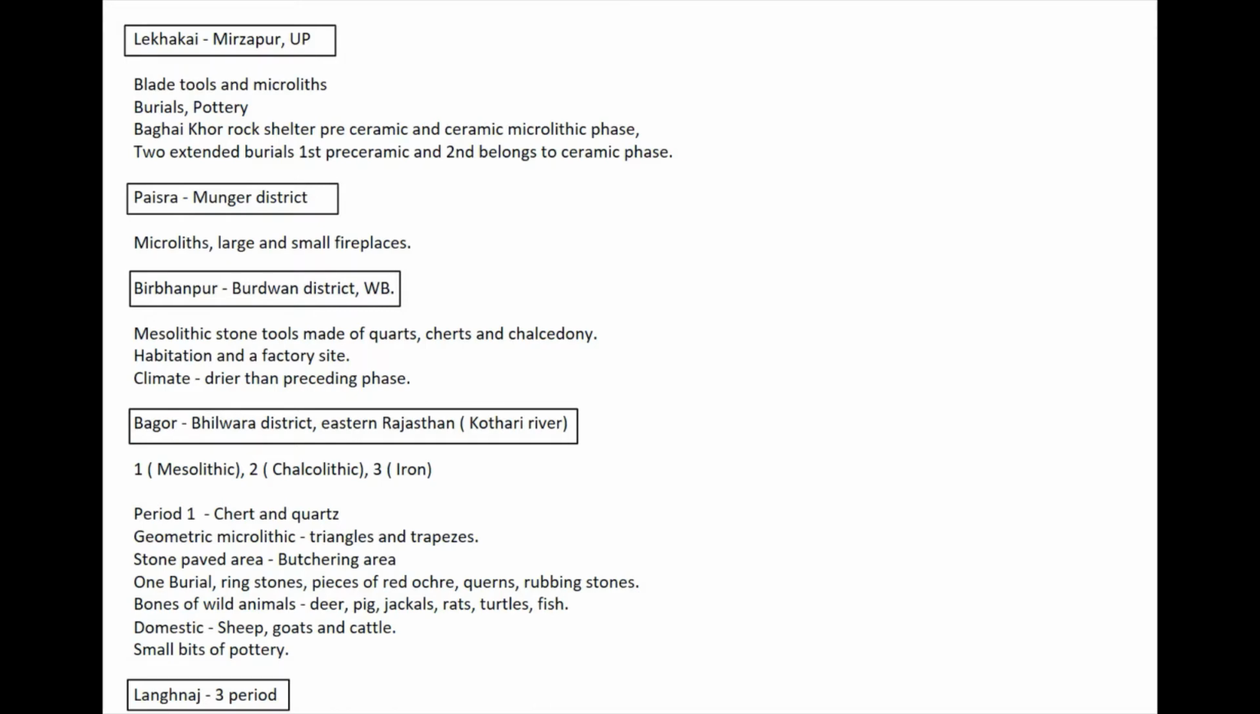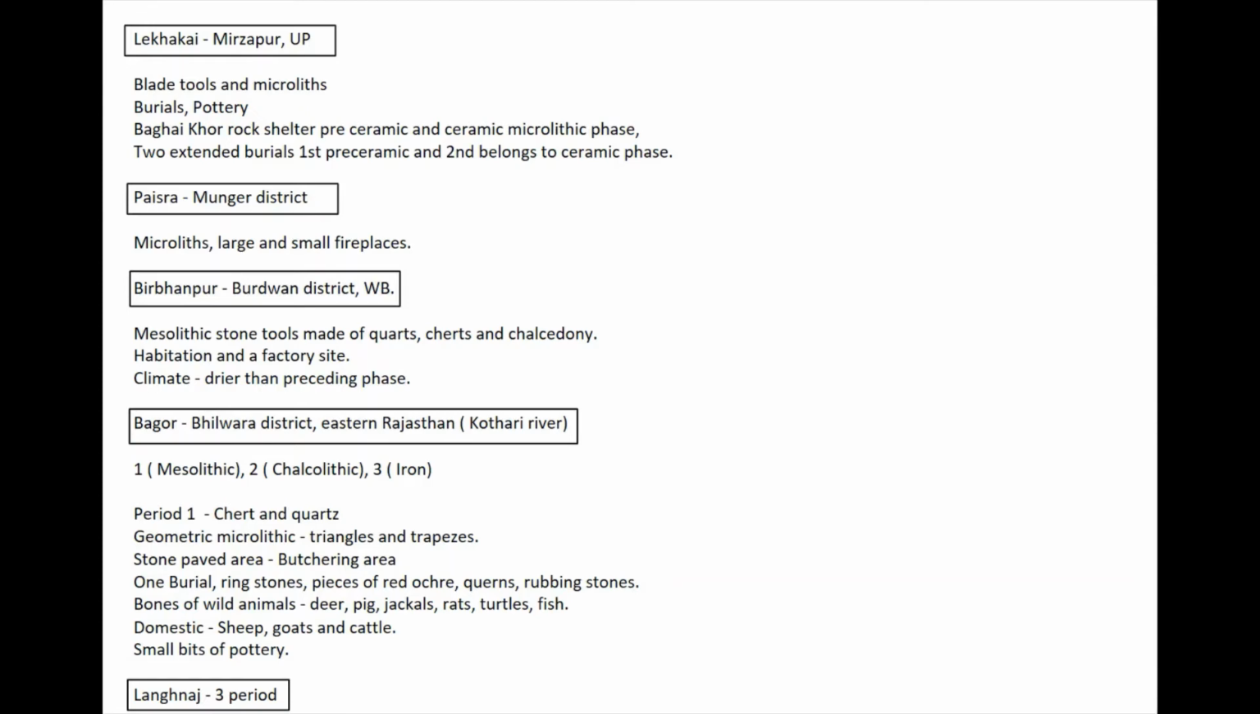Now we'll proceed towards Bagor in Bhilwara district of eastern Rajasthan. It is one of the best documented Mesolithic sites. It is located on sand dunes about 25 km west of Bhilwara in Rajasthan, close to the Kothari River. Three occupation levels have been represented, with continuous human occupation over more than 5,000 years. Period 1, around 5,000 to 2800 BCE according to radiocarbon dates, was Mesolithic. Period 2 was Chalcolithic, and period 3 gave the evidence of iron.